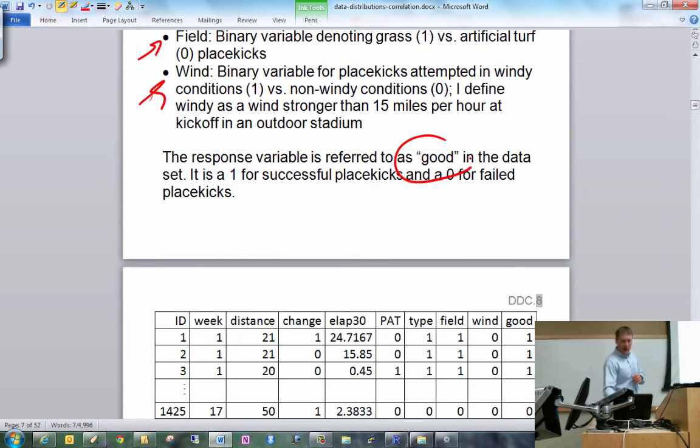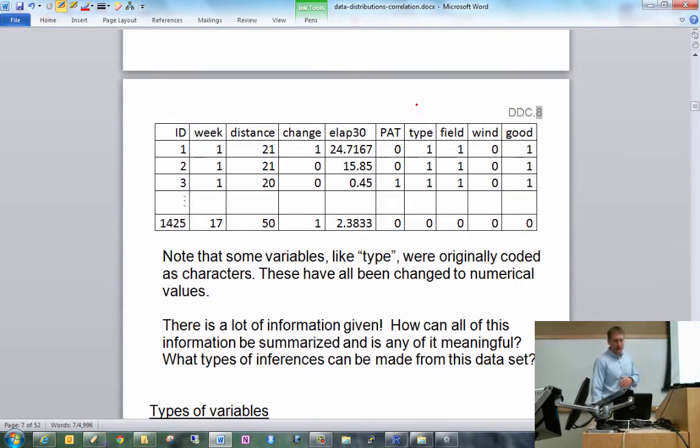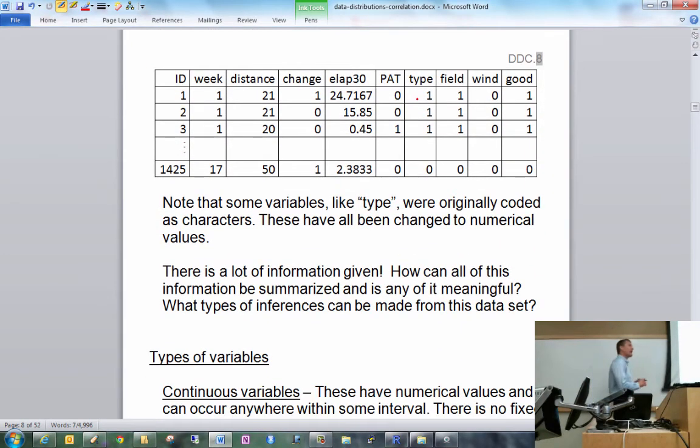My response variable is going to be called good, which basically was equal to a 1 if the place kick was a success, and 0 for a failure. And so this is what the data set that we will first be looking at looks like. This is actually about 80% of the observations that I collected.